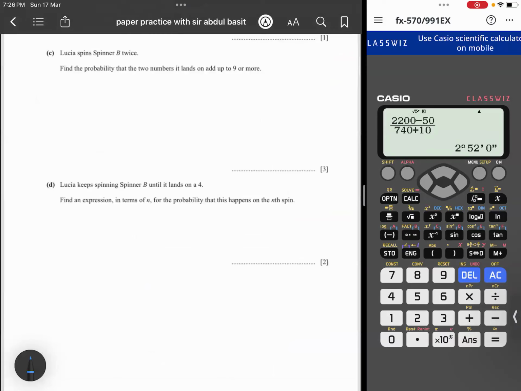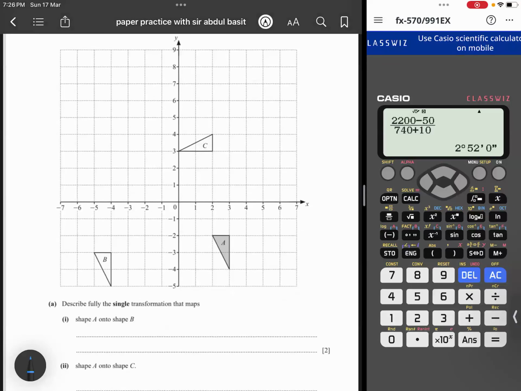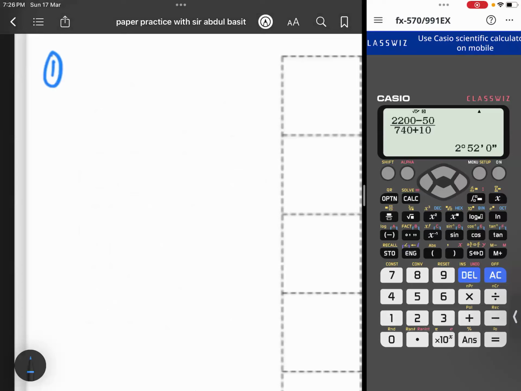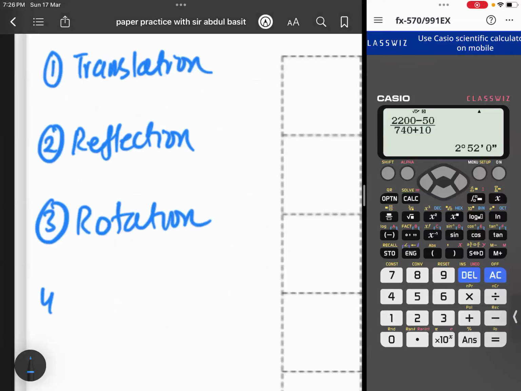Now the first question I have in this worksheet is on transformation. They say, describe fully the single transformation that maps A onto B. Let me give you a quick recap. Transformation is of 4 types. The first one is translation, the second is reflection, the third is rotation, and the fourth is enlargement.